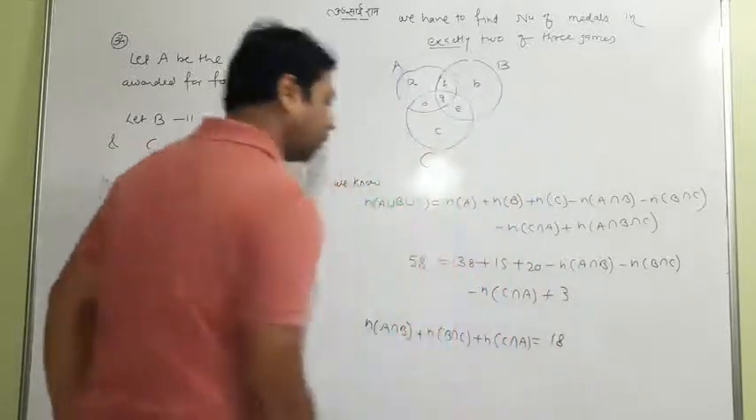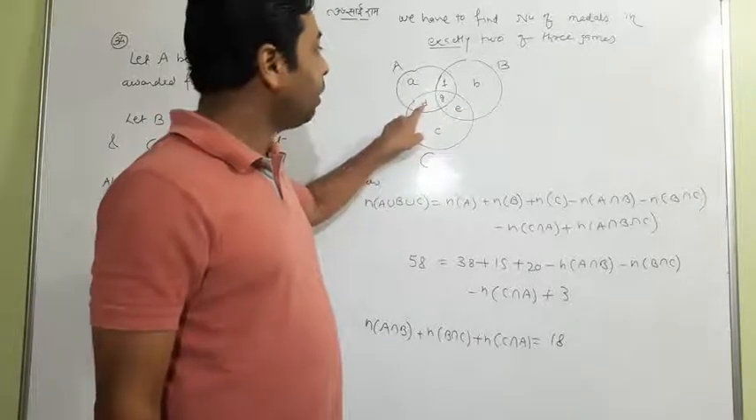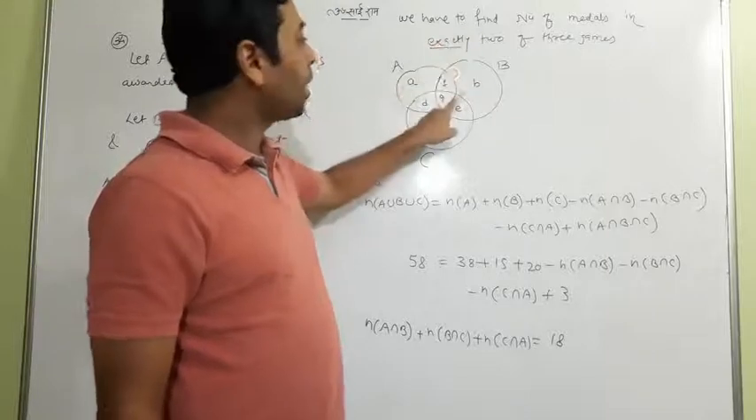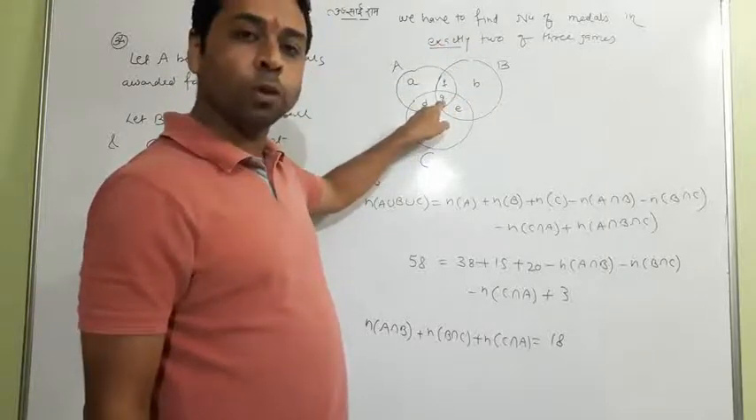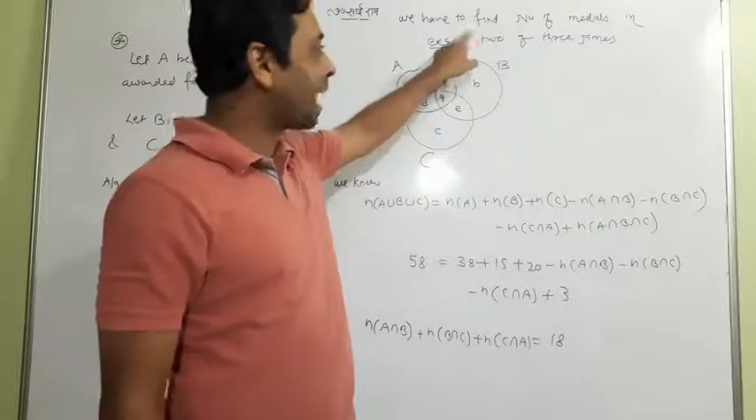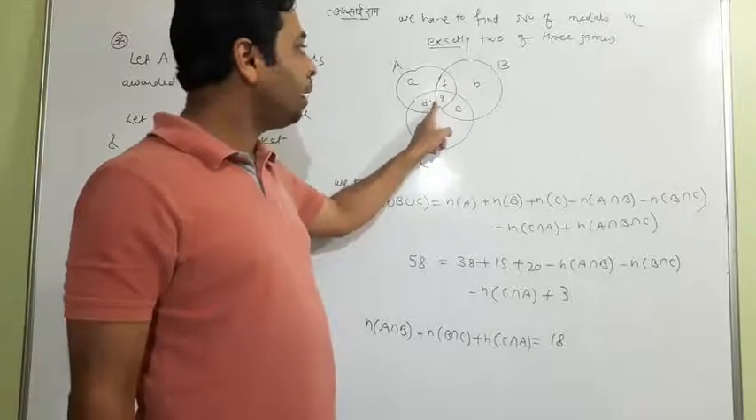I ask you one thing now, a very important thing. What do we have to find out? We have to find D plus F plus E, which shows exactly 2. We can't take G because G is common to all 3 sports, but we want exactly 2. Exactly 2 means we have to count F plus D plus E.